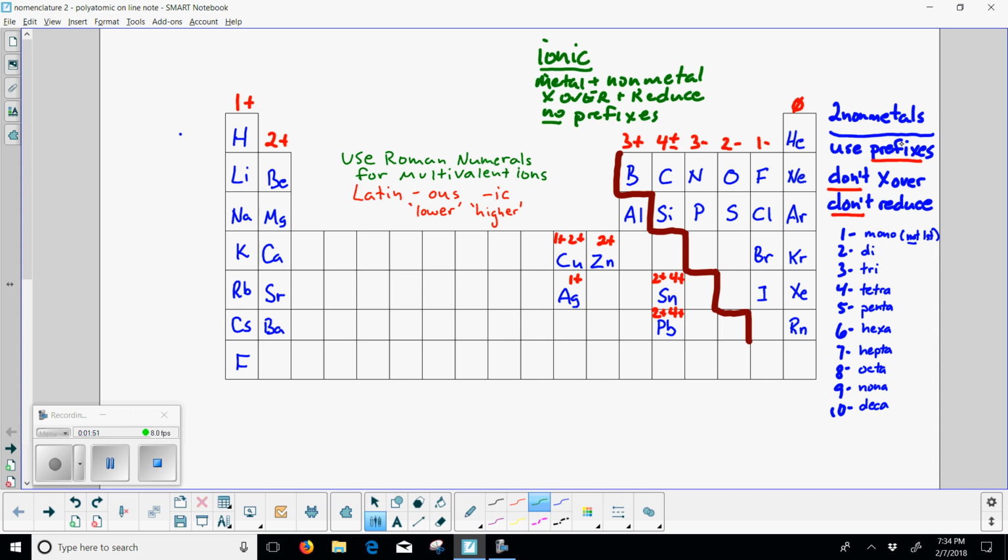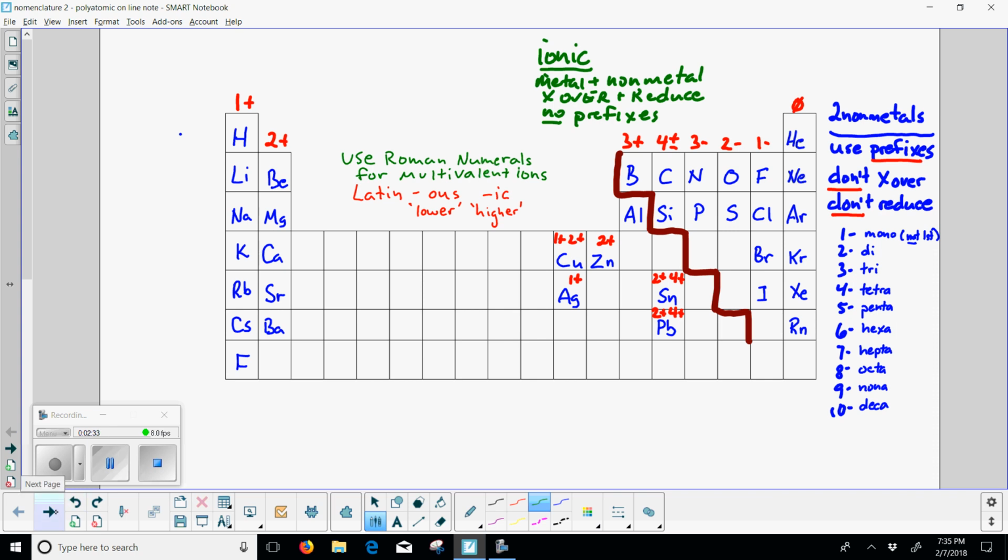Now, when it comes to the nonmetals, you have to use prefixes because the nonmetals form very different combinations. They don't really cross over very well, so you have to be very careful with them. So you do not cross over, you use prefixes, and you never reduce. These are a list of the prefixes, and you should be familiar with them. And remember, mono, you only use for the second element, not the first. So for example, if I've got carbon dioxide, I don't say monocarbon dioxide, I say carbon dioxide. The carbon is implied to have one, and the di means two oxygens. And again, we have the ide ending.